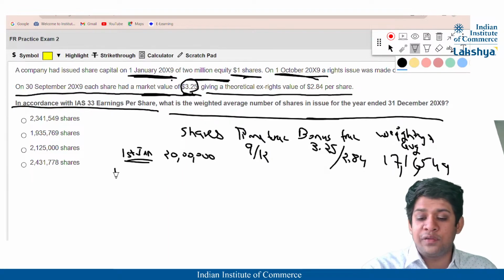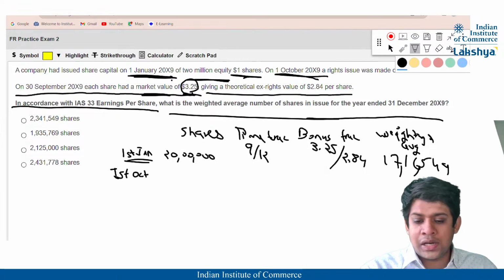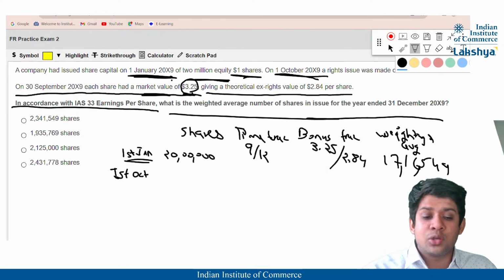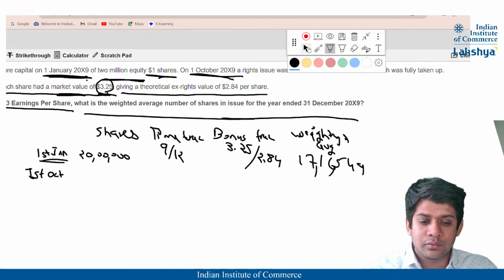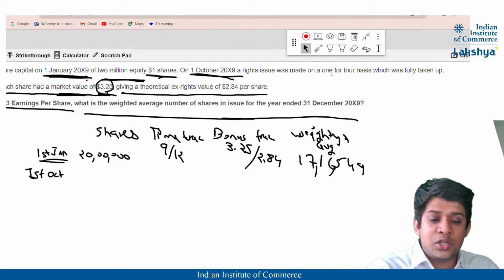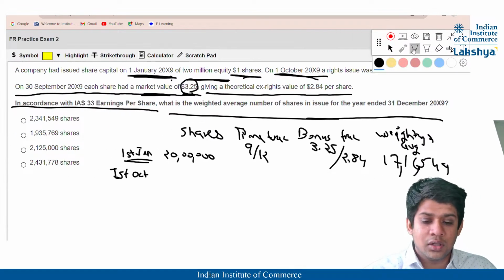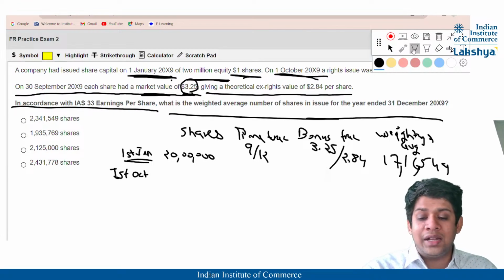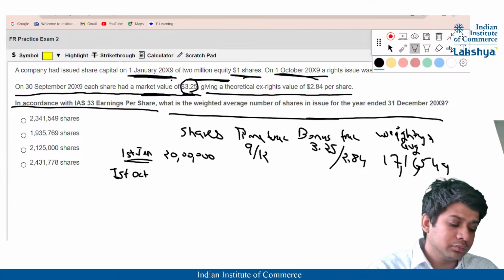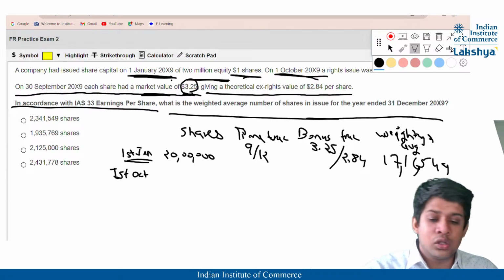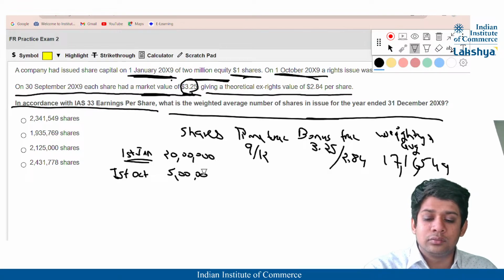Then comes the next part, that is on 1st October, new shares are issued. The new shares that are issued are your rights issue. You can see here the rights issue is given 1 for 4 basis, correct? That means for 4 shares that are already available, 1 rights issue will be made. So 20 lakh into 1 divided by 4. So the rights issues are 5 lakh. After the rights issue, from 1st October onwards, the total number of shares will become 25 lakh.